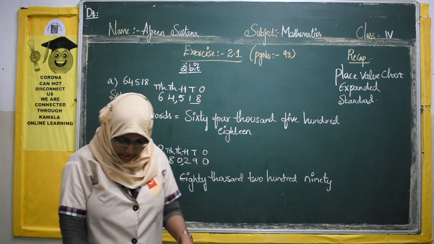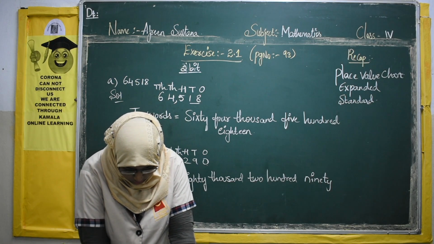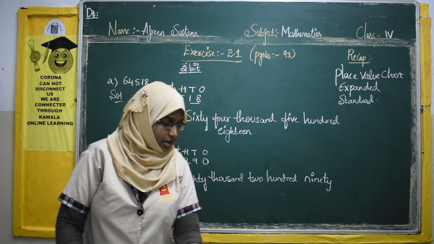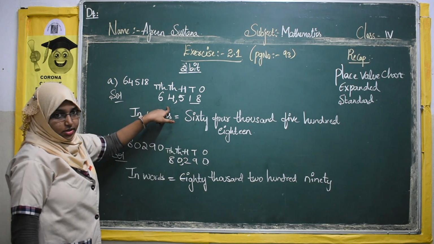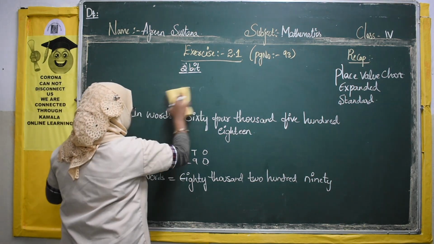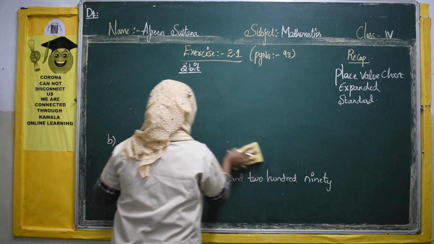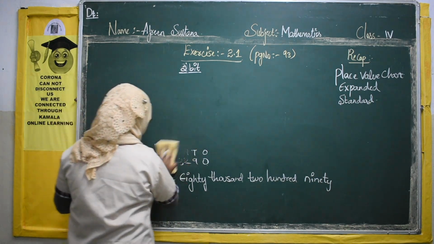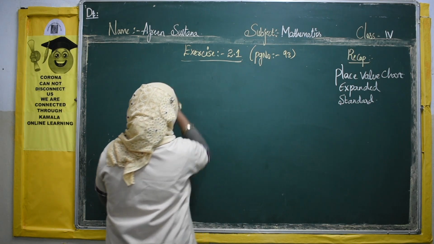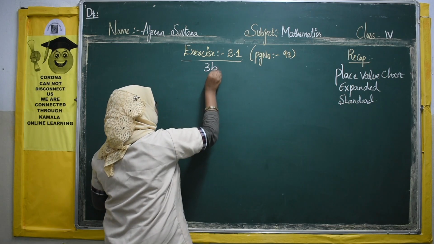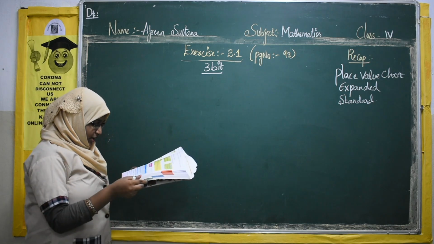The similar way you can try the rest of the three, C, D and E. Now moving to the third one, read aloud the following numbers and write in figures. Now in the third bit they have given in words. We will write these words in figures. Let us see how we can write. I think you have this written in your classwork. Third bit. See what is the first one? 67,000.